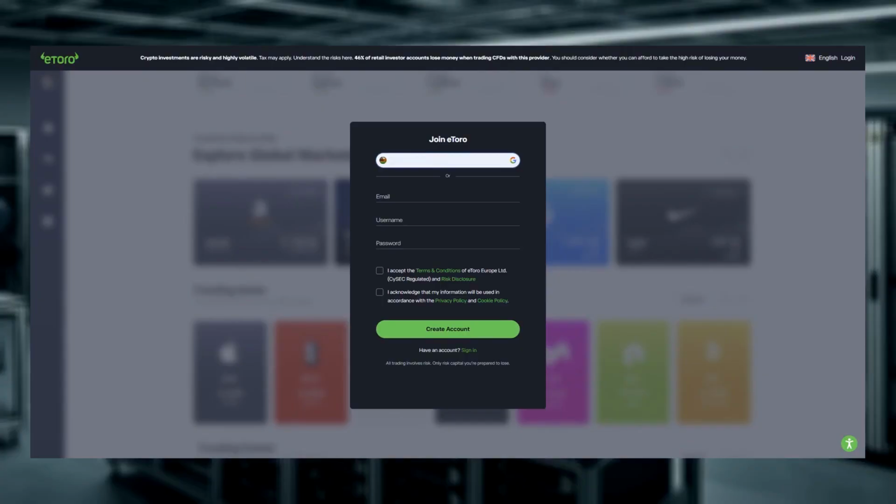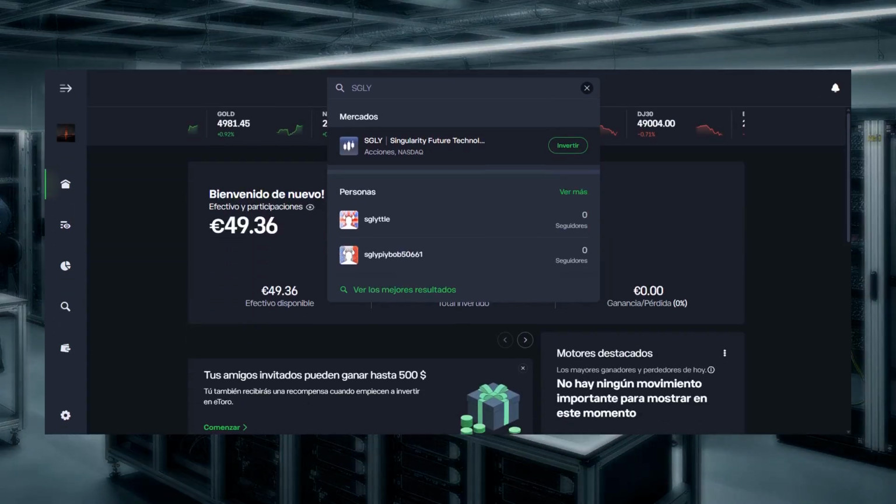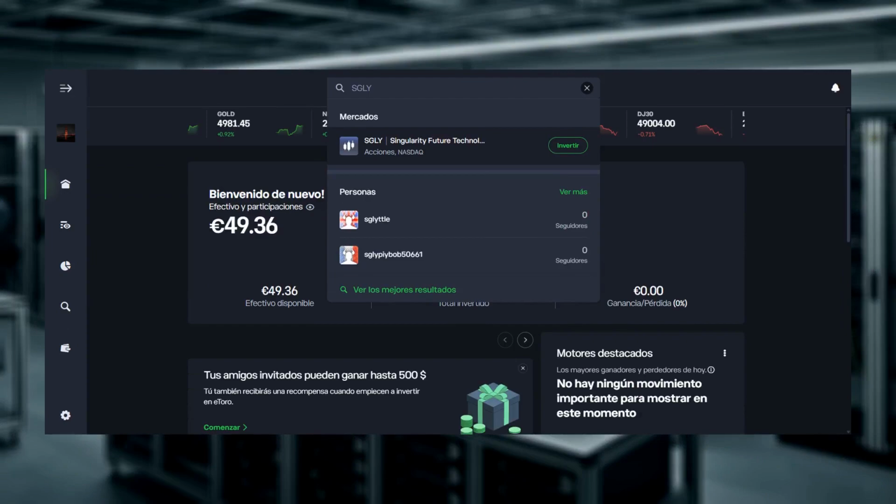After registering, you must verify your account, usually with an ID, and add funds before you can place a trade. Use the platform search bar and type the ticker SGLY to find Singularity Future Technology Ltd. Select the matching NASDAQ listing to ensure you have the correct stock.